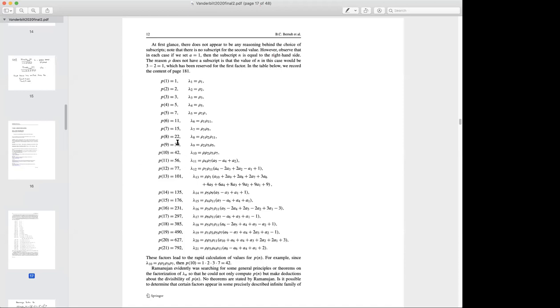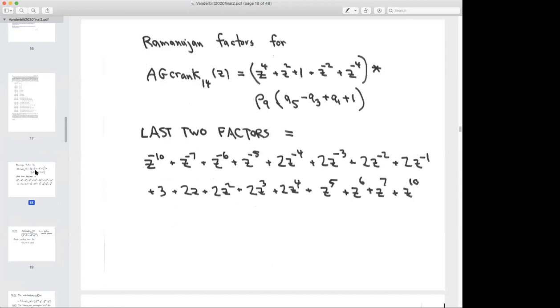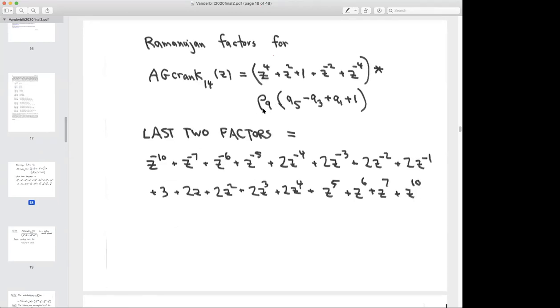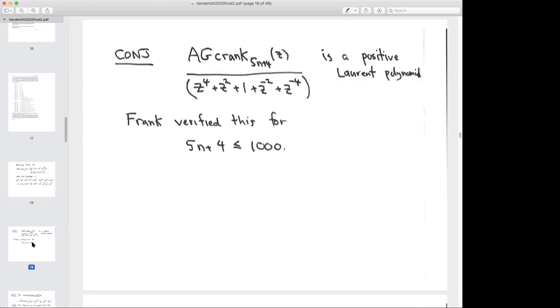He started factoring it, and notice, p of 4 has a row 5. p of 9 has a row 5. p of 14 has a row 5. That's the 5. So there's the 5 that he has. There's his row 5. And here's his other stuff. What Ramanujan didn't notice is that the other stuff, if you didn't factor it, was all positive. He was very interested in factoring it to get the congruence. So it looks like this conjecture is true. If you take the Andrews-Garvan crank of 5n plus 4 and divide by this polynomial, you get a positive polynomial.